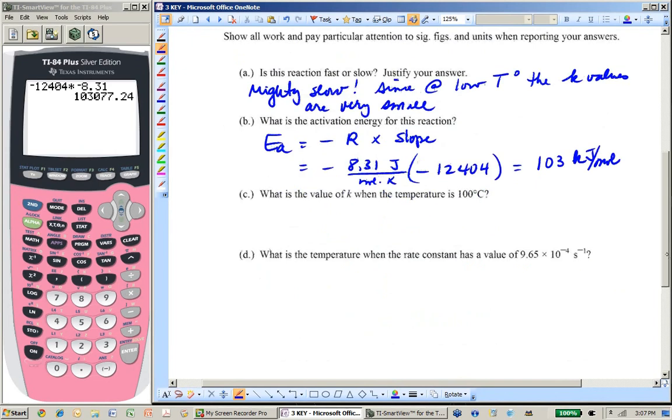Okay, what is the value of K when the temperature is 100 degrees Celsius, which would be 373 Kelvin? I can do that in my head, but be sure to take the reciprocal of it. So you seek a Y value when you know an X value.